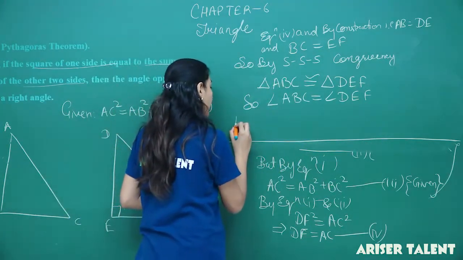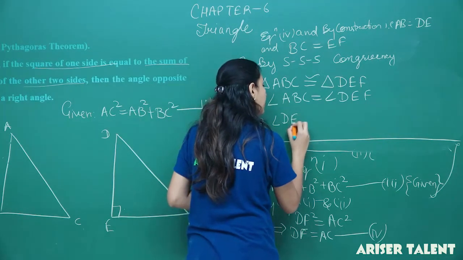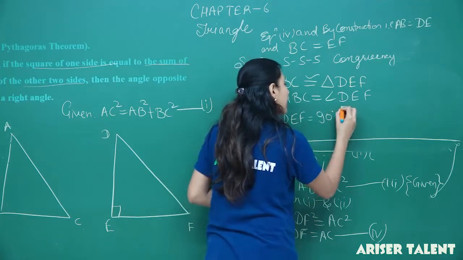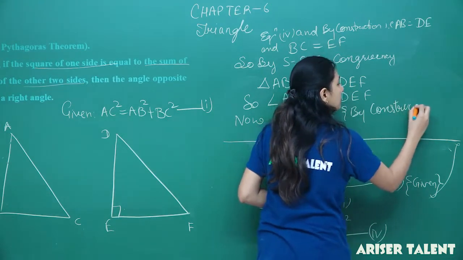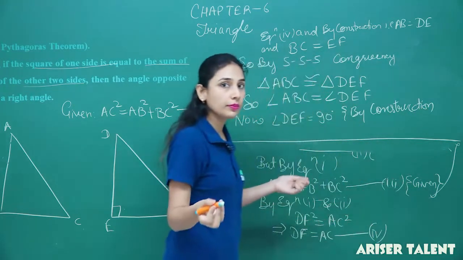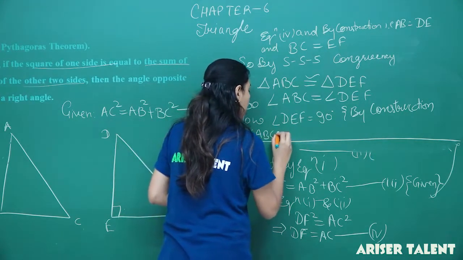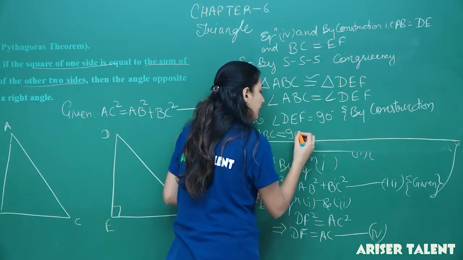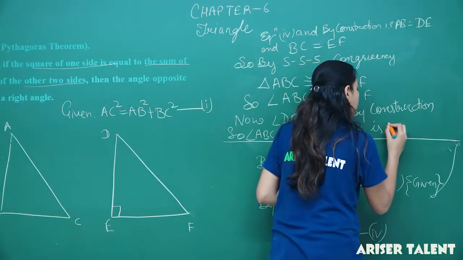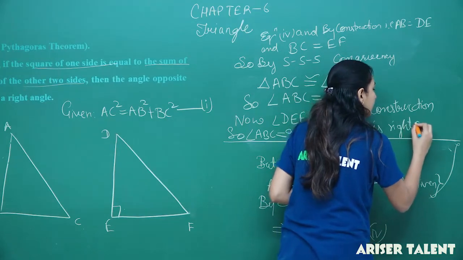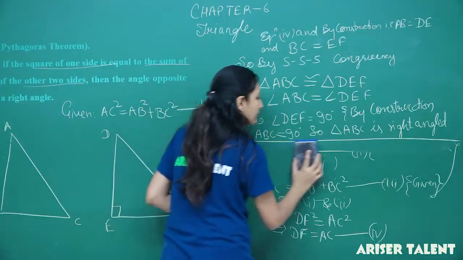Now, angle DEF equals 90 degrees. That's by construction. So now simply we can say that in triangle ABC, angle ABC also equals 90 degrees. So, triangle ABC is a right angle triangle.